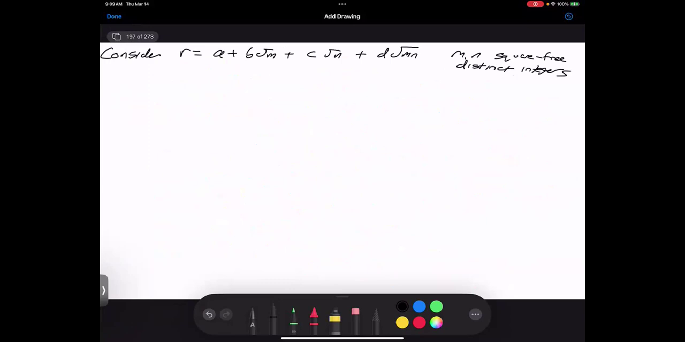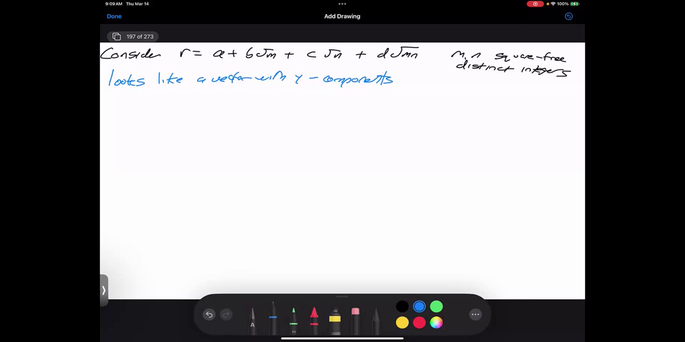And so when you look at something like this, this looks like a vector with how many components? 4. So it looks like a vector with 4 components. Now, what's nice is when you look at powers of r, it's also going to be a vector with how many components? If I look at r squared, r cubed, r to the fourth, r to the fifth.